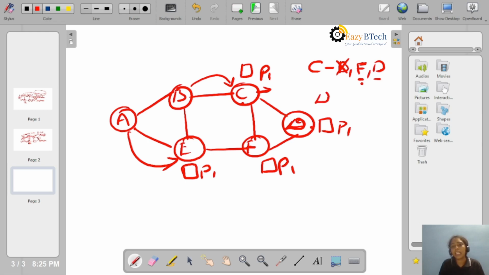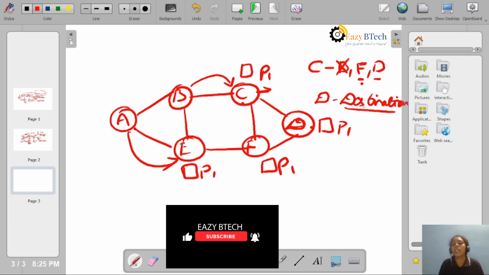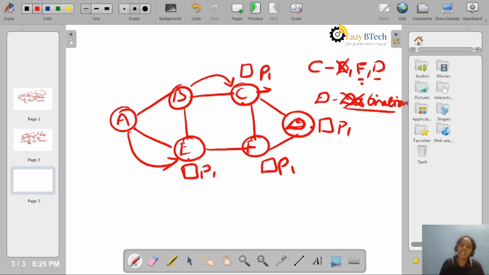Next, D is a destination node. There are no interlinking nodes for D, so kindly ignore that. Next, we have two nodes, E and F. E is interlinked with A, B, and F.